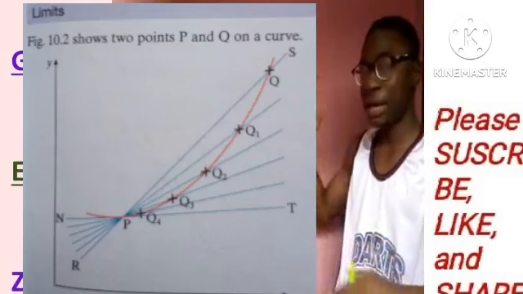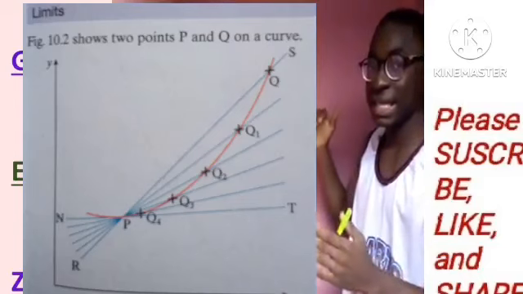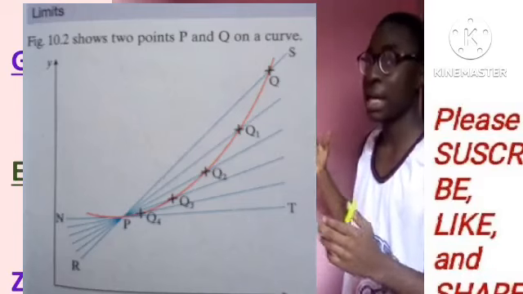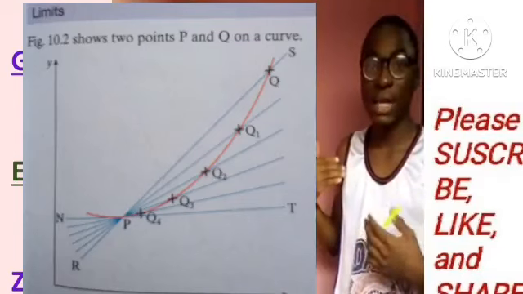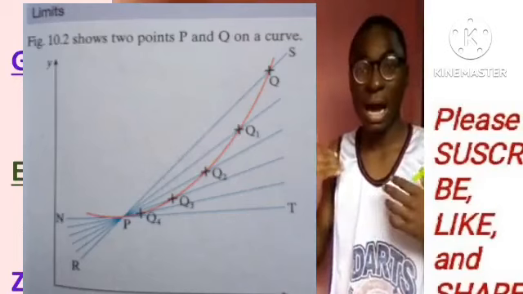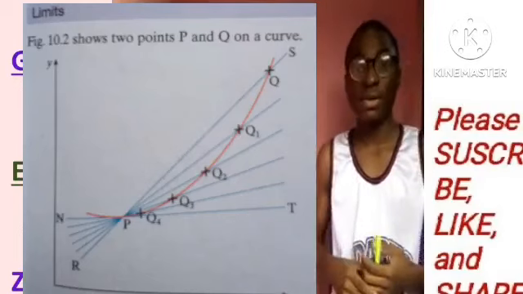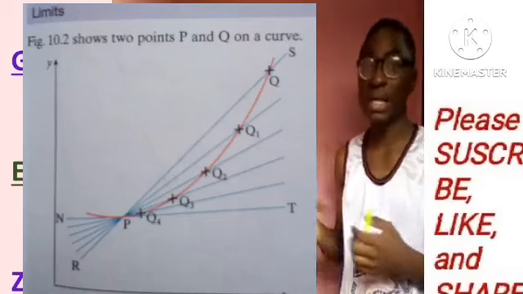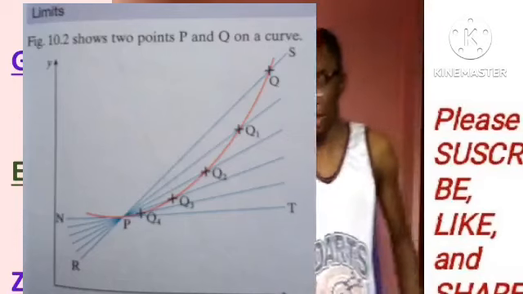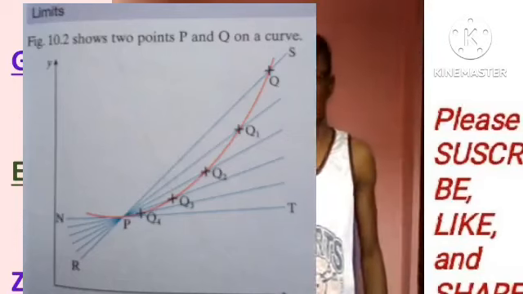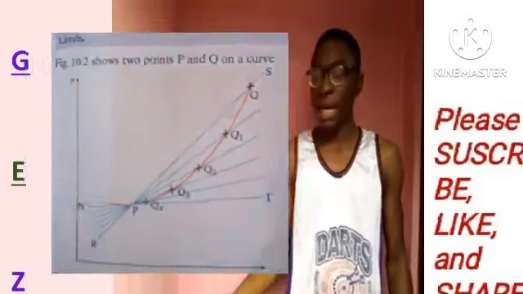So that is the least steep tangent, and as such it is the one that gives us the most accurate value of the gradient of this particular curve at the point P. Now, I hope you've been able to understand that explanation of gradient.